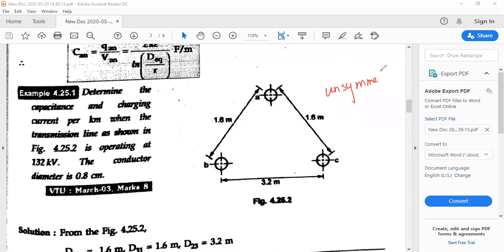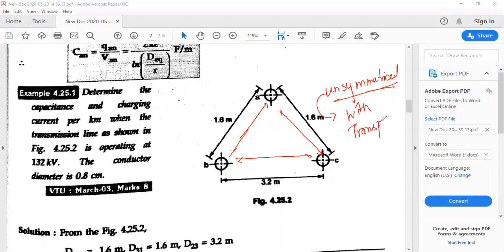Once you have unsymmetrical spacing, you will have the distances between these three conductors to be different. You have the distances to be entirely different, or two distances might be the same and the other distance different, or all three distances are different. We call that type of system unsymmetrical with transposition. Always with the transposition you have to take it.